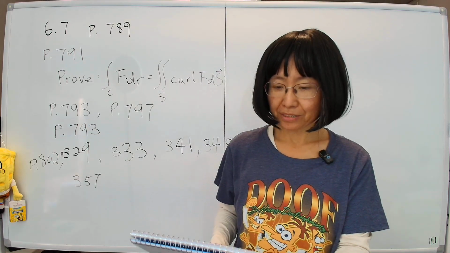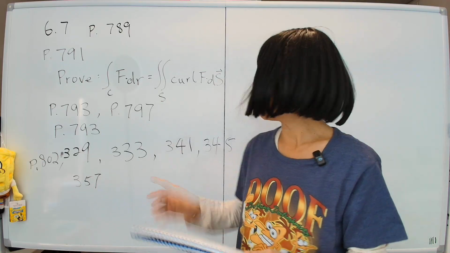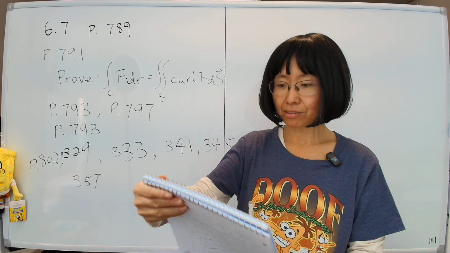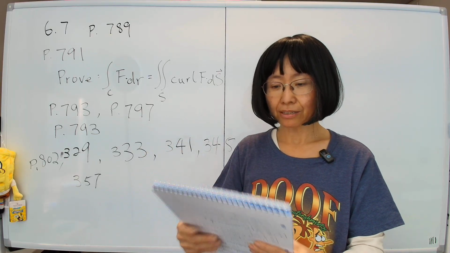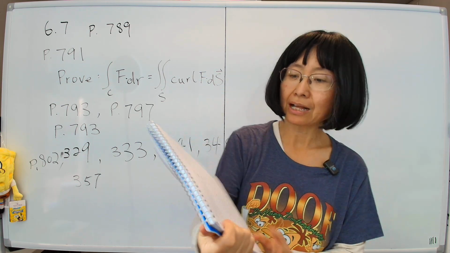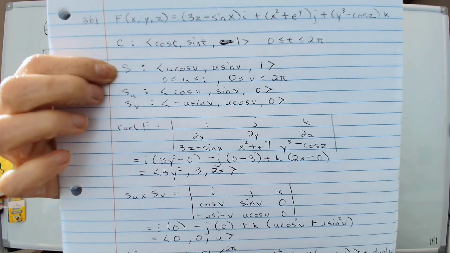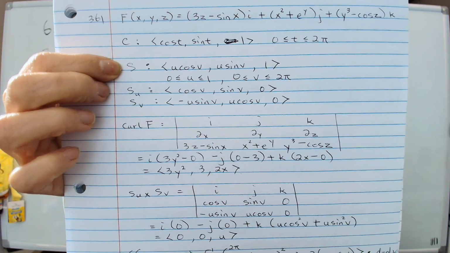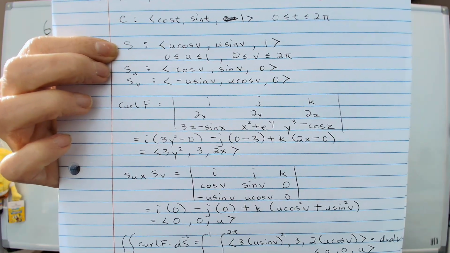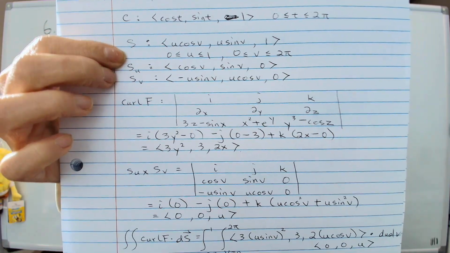Next, let's do problem 361, where we have a line integral, but we're forced to do curl F dot dS, where S is the surface, which is a circle where z equals 1. The hardest part is always to parameterize the surface, so we'll use u and v. S will be u cosine v, u sine v, and 1, because it's a circle but with height 1. It's not on the xy plane.